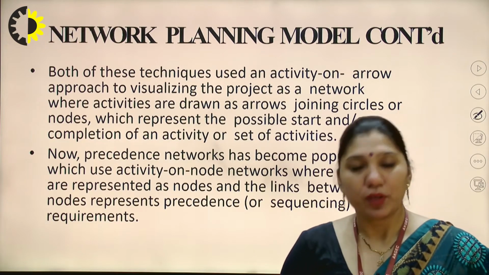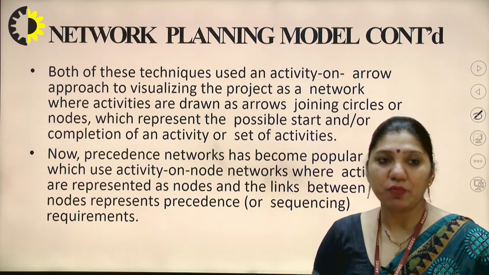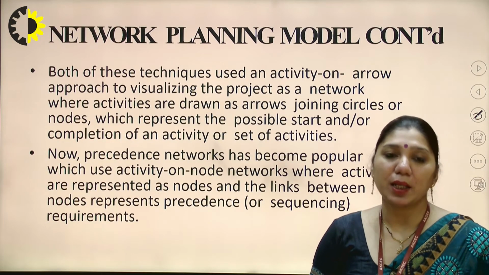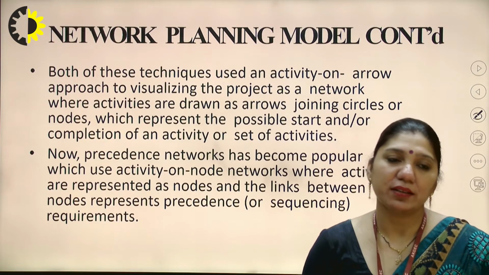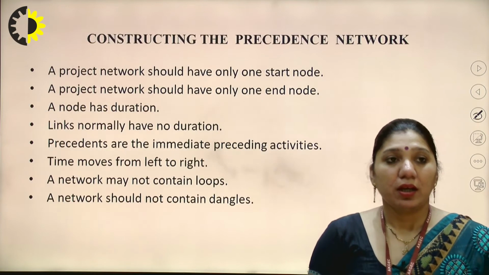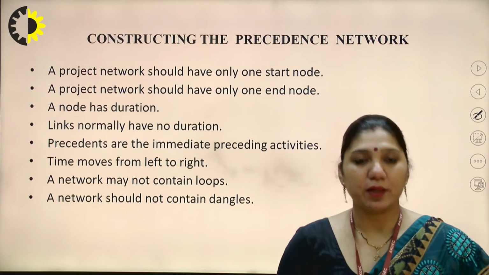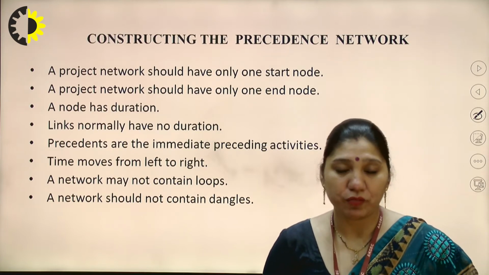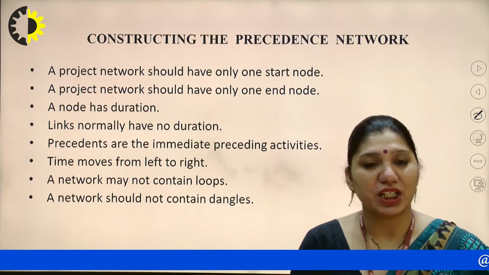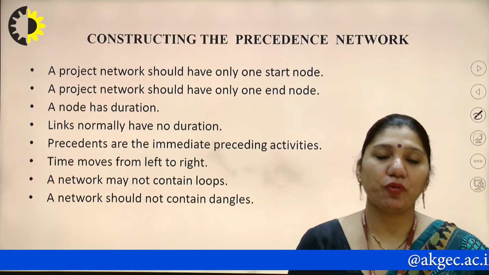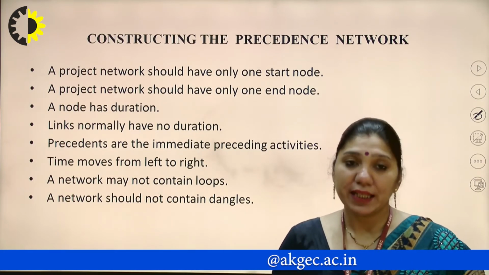Okay, so further it is saying that now the precedence network has become popular, which uses the activity-on-node network, where activities are represented as nodes and links between the nodes represent sequencing requirements. So for constructing the precedence network, we have to know certain points. For example, the first point says that we should have a starting node. Of course, किसी project को start करने के लिए एक initial node की requirement पड़ती है. I told you before, definitely we need an ending node also for the project completion. Definitely. Then we have to declare the node duration.